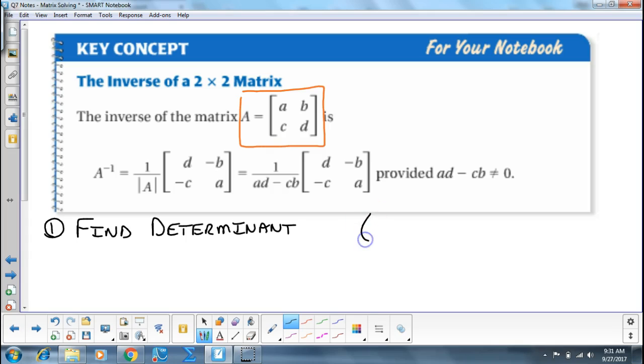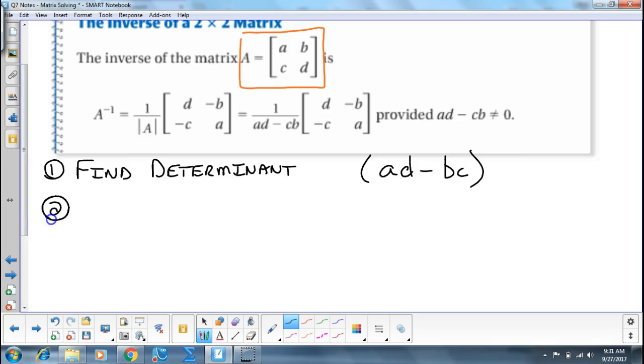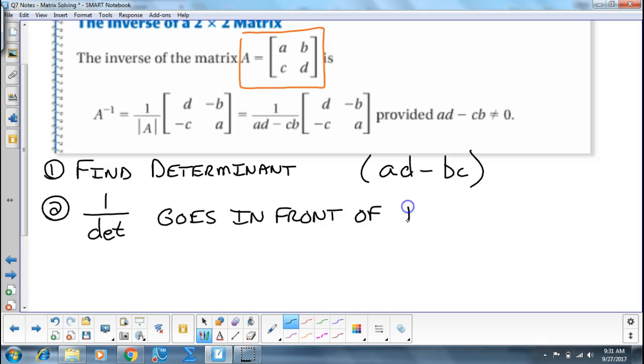Remember, the determinant is A times D minus B times C. The reason that you find the determinant is because the reciprocal of the determinant is a scalar. It's going to be scalar multiplied by our inverse. So 1 over the value of the determinant goes in front of my inverse.